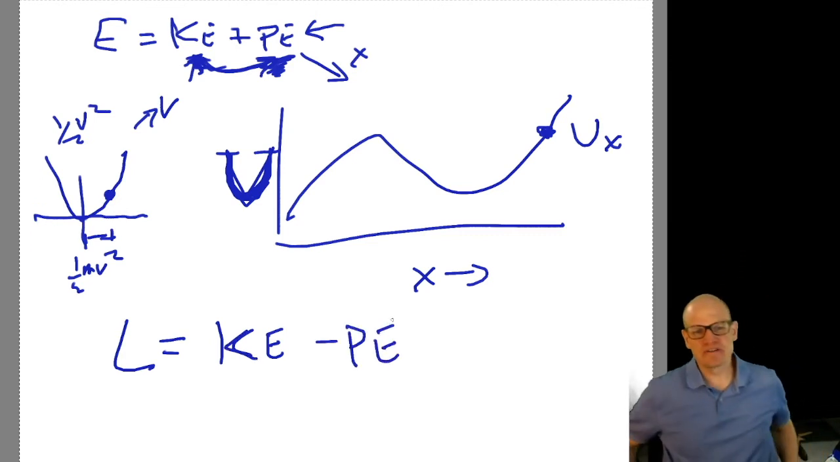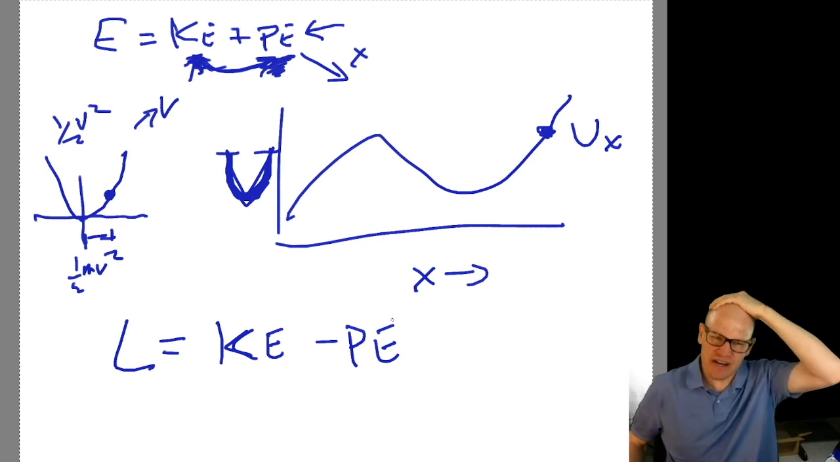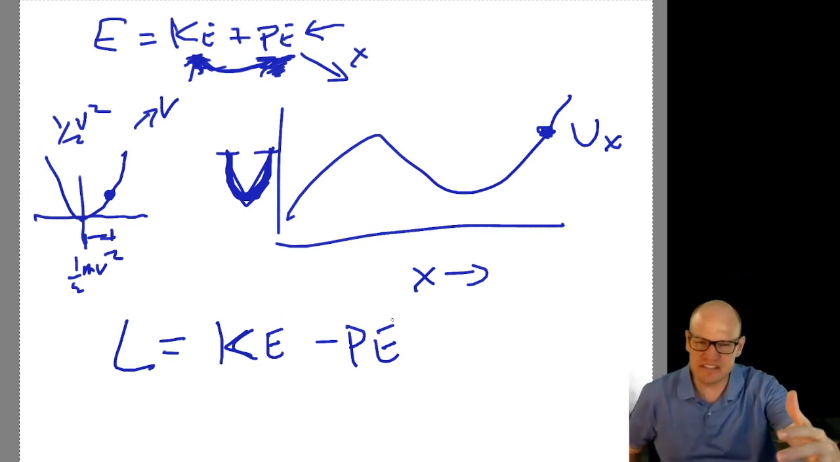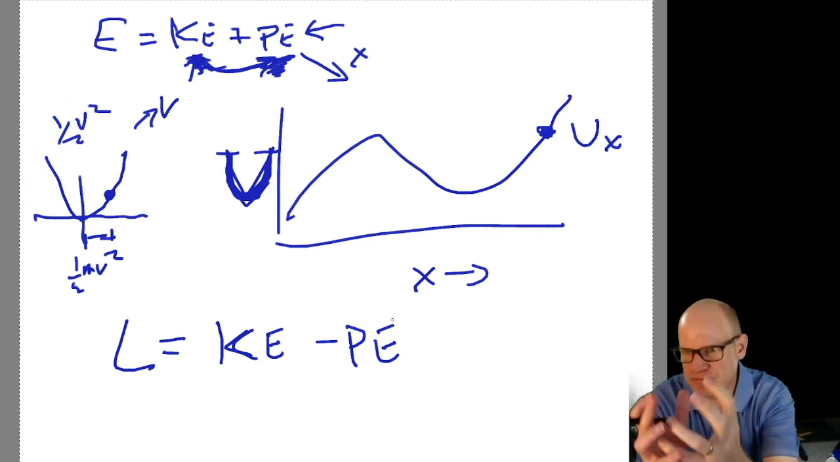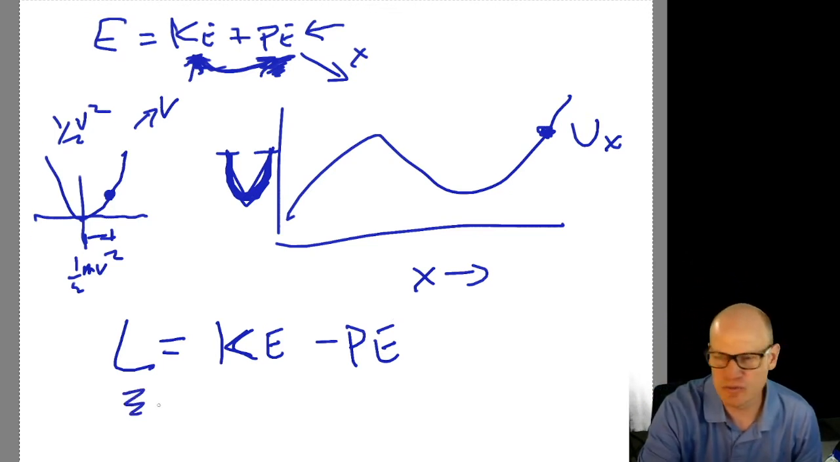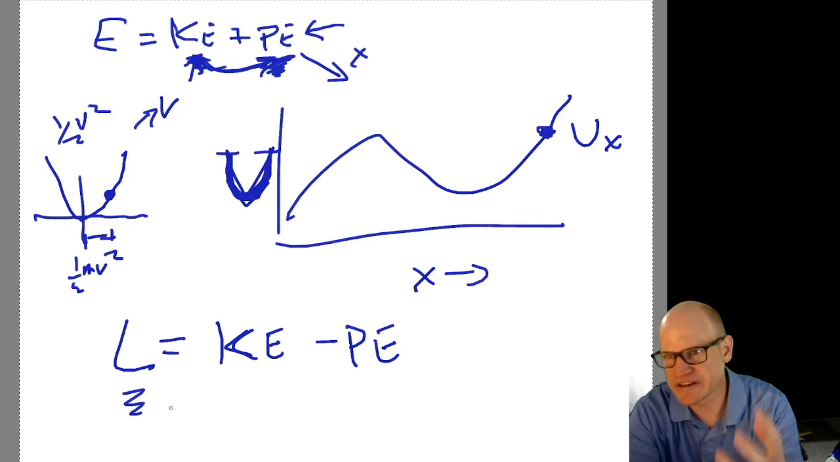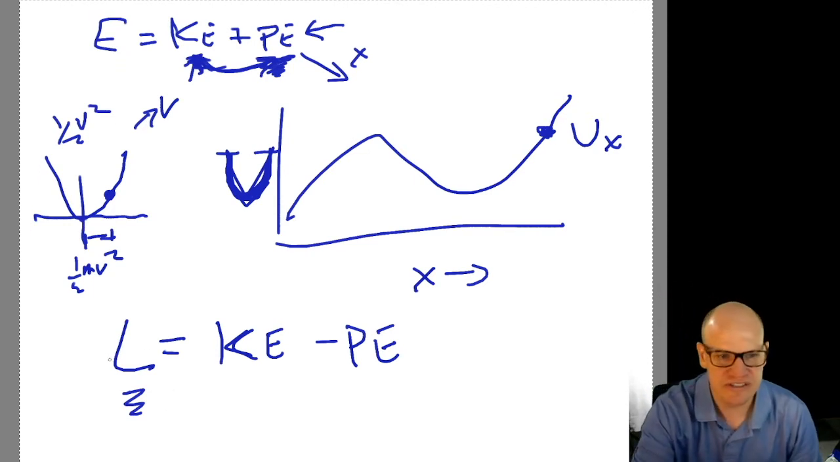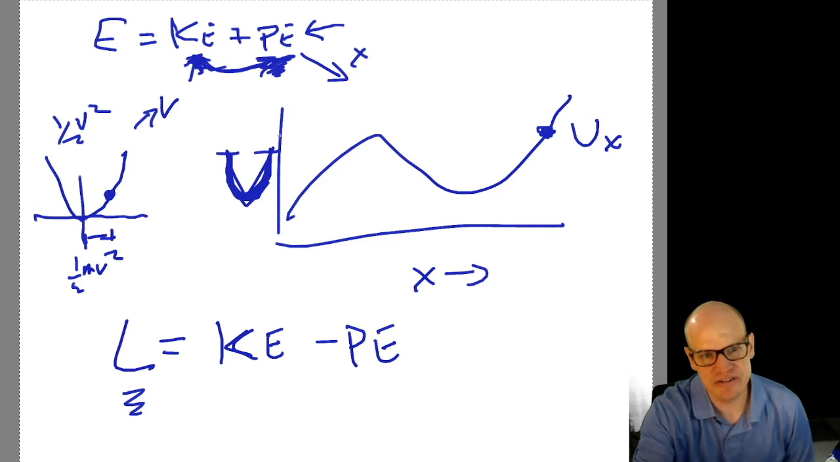Now, why would we care about something like this? Well, if your object has more potential energy than kinetic energy, then L will be negative. If your object has more kinetic energy than potential energy, then L will be positive. So you have the sum here and the difference here.